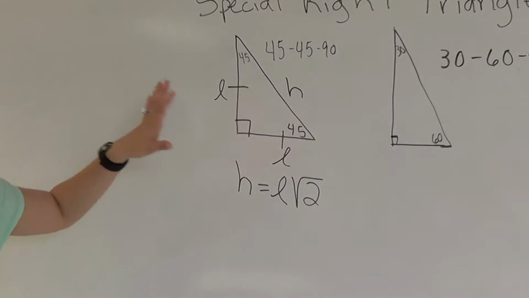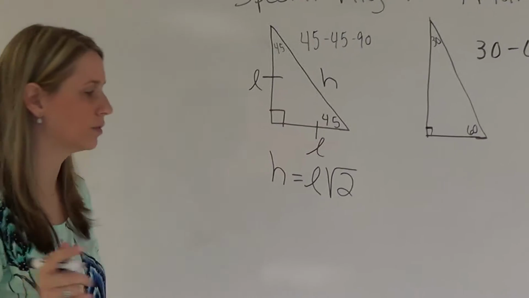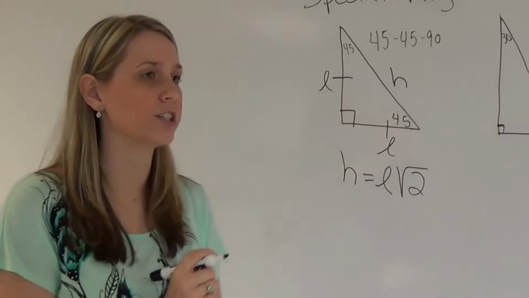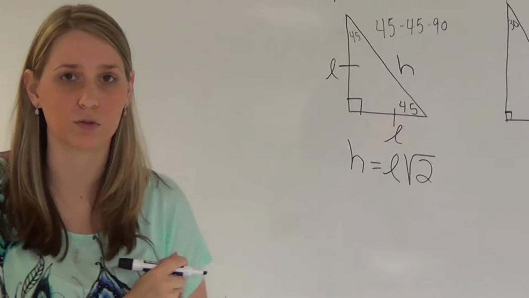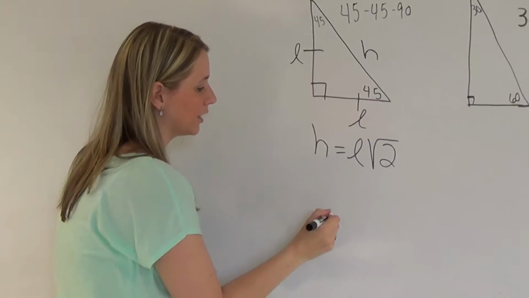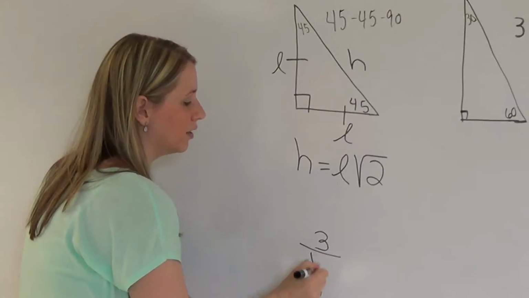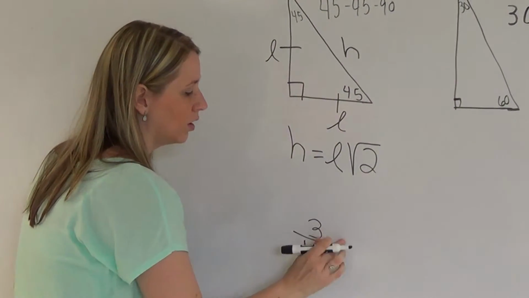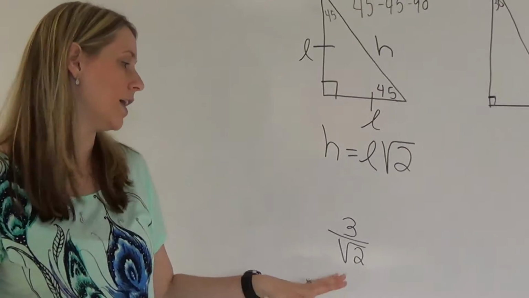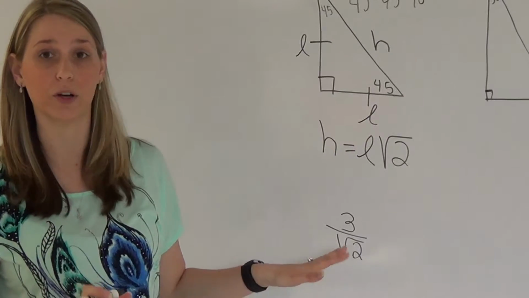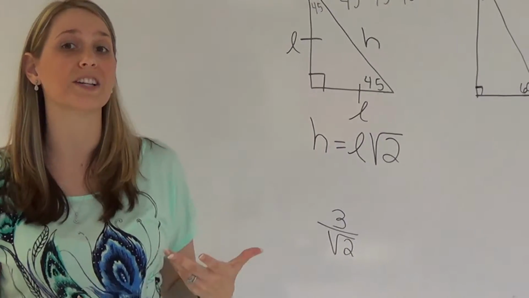Now, before we actually get into solving this, I want to teach you a small topic first. This topic is rationalizing fractions with radicals. So let's say you have a fraction that looks like this: 3 divided by the square root of 2. Okay? In math, we don't like square roots in the denominator. It's a big no-no.